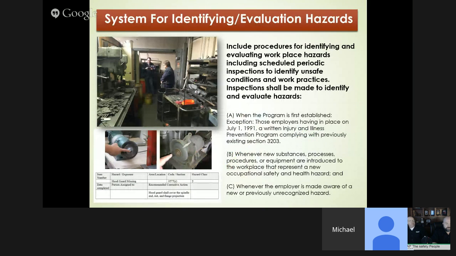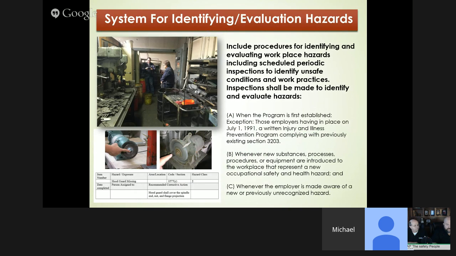And as it talks about here, wanting to encourage your employees to report hazards to you, so that you can correct those things, and then having the anonymous way to report. Let's go on to the next if we could. So the next is a system for identifying and evaluating hazards. Include procedures for identifying and evaluating workplace hazards, including scheduled periodic inspections to identify unsafe work conditions, work practices, and these inspections shall be made to identify and evaluate hazards.